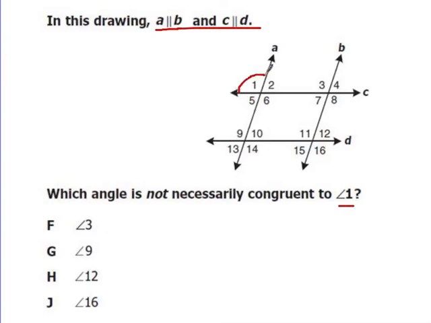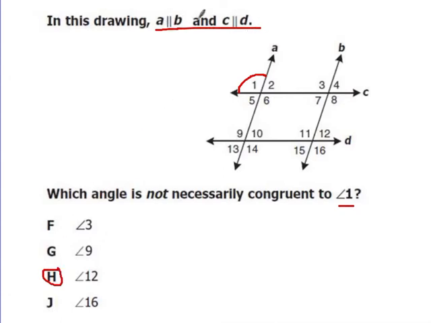Angle 1 is an obtuse angle, so I'm going to go through all of these choices and just see which one doesn't fit. If you look, angle 3 is also big, so that's going to work. Angle 9, also big, so it works. 12 looks acute, so that's not going to work. Let's go ahead and check out 16 just to make sure. 16 is also big, so 12 is the only one that does not look the same.